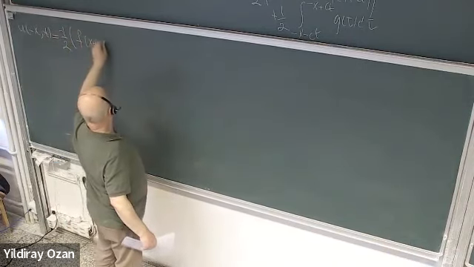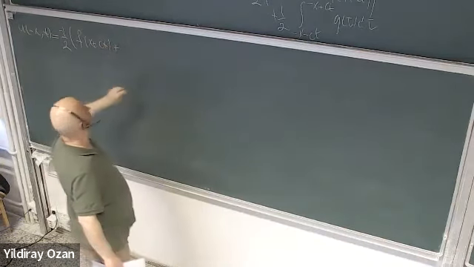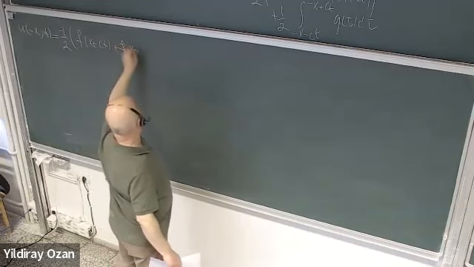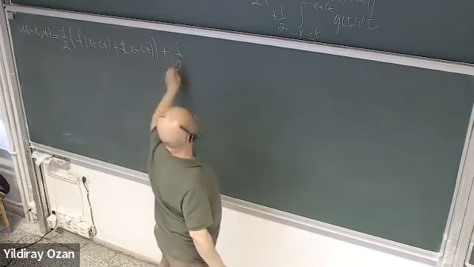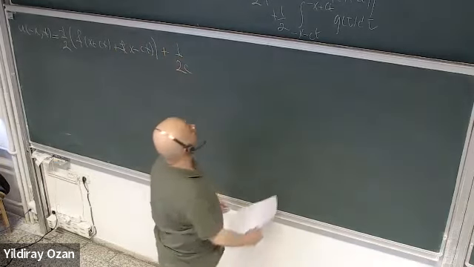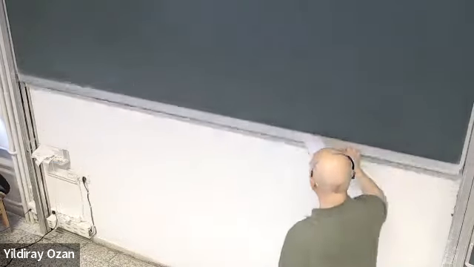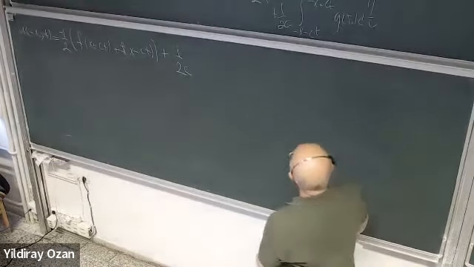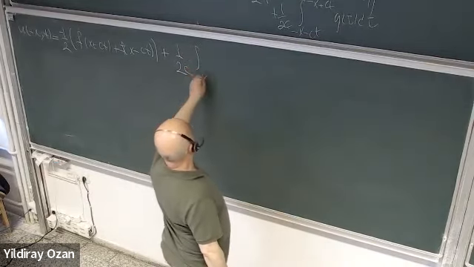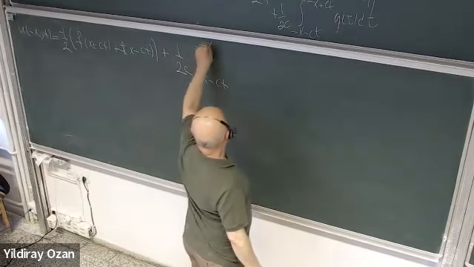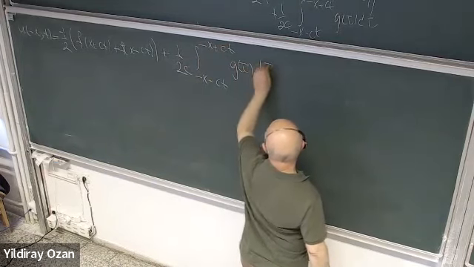f of x plus ct plus f of x minus ct, plus 1 over 2c. Okay. Let me keep this integral from minus x minus ct to minus x plus ct of g tau d tau.